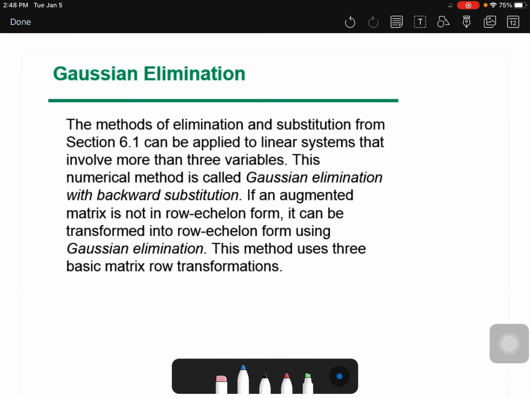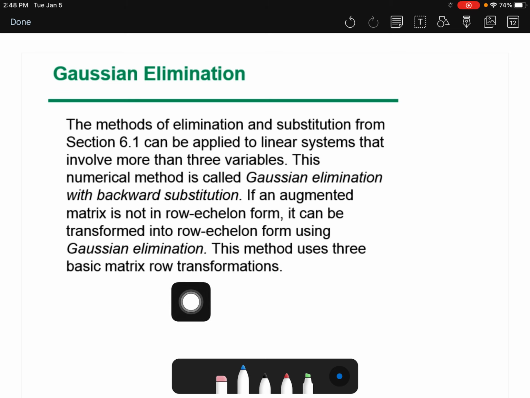The process of putting these matrices into row echelon form is called Gaussian elimination. The mathematician Carl Friedrich Gauss apparently came up with this process. So this is Gaussian elimination with backward substitution: if an augmented matrix is not in row echelon form, it can be transformed to row echelon form by using this process.